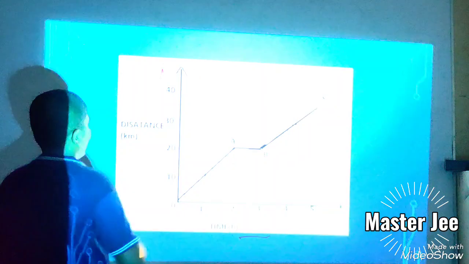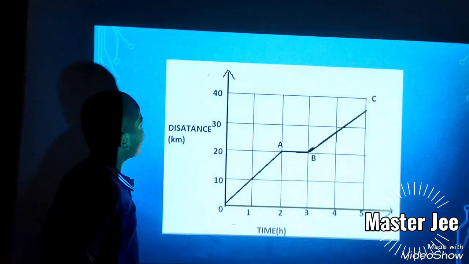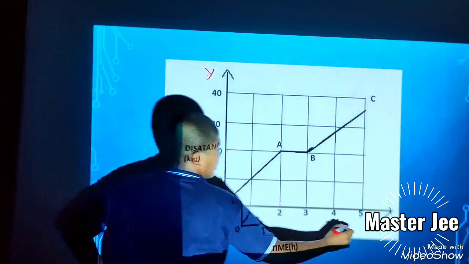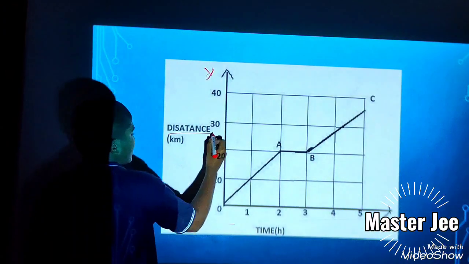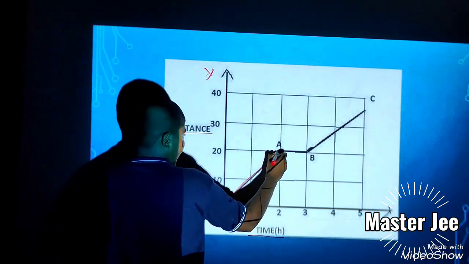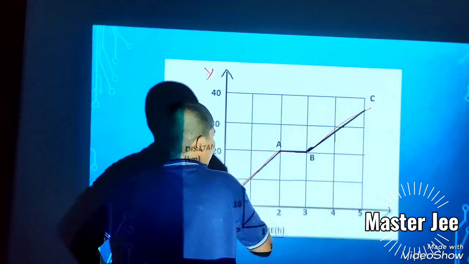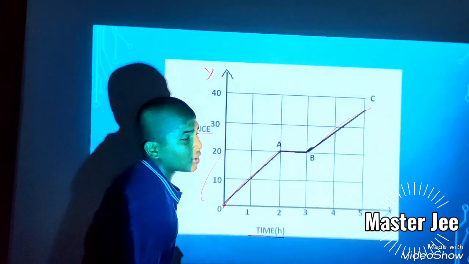Our next example is, in the same way, y-axis and x-axis. The y-axis is distance and here time. So here I am starting at 0, going at a speed, and again I am stopping and again going at a speed. So this speed is called non-uniform speed.